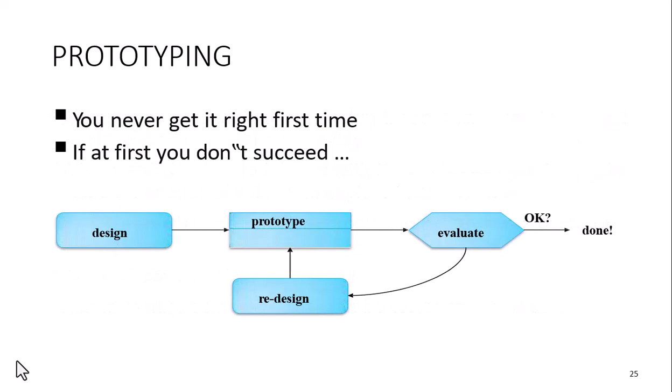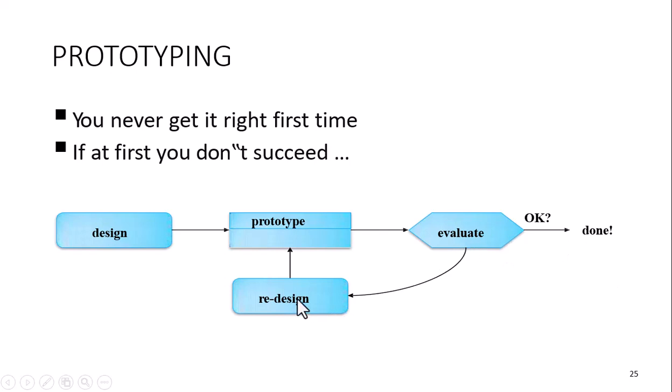You never get it right first time. If at first you don't succeed, then you redesign that thing again. So that is the same thing in the last diagram. Designing, and then based on the software designing, you design the prototypes using any tool. A lot of tools are suggested and available freely on the internet, so you can download them and make a design, and then evaluate. If okay, done.